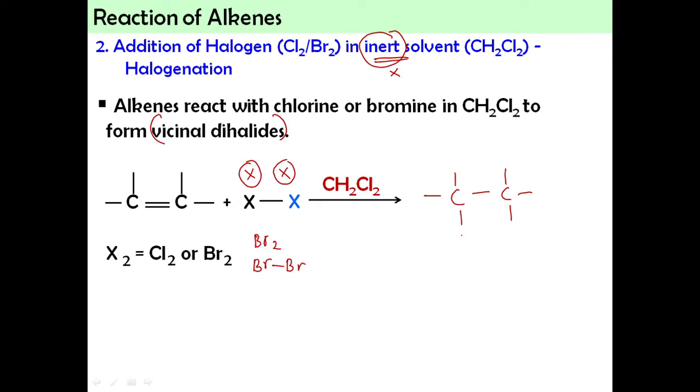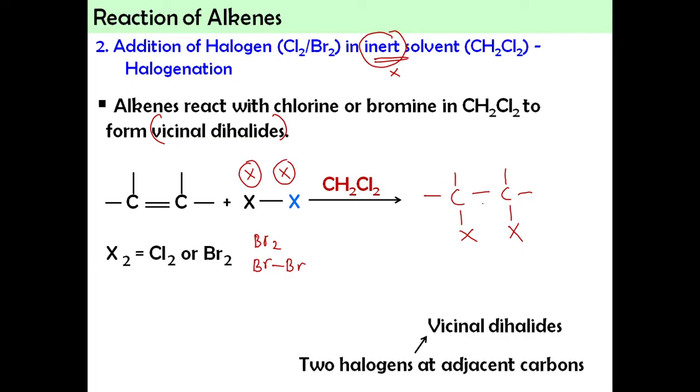So, ikutlah kalau guna bromine, bromine lah yang masuk. Kalau chlorine, chlorine lah yang akan masuk. Okay? So, saya letak X dan X di sini. So, this is vicinal dihalides because the halogen is being added at the adjacent carbon sebelah. Okay. So, kita dah settle untuk reactions yang kedua. Okay, remember CH2Cl2 takkan take part dalam reaction because this is inert solvent.